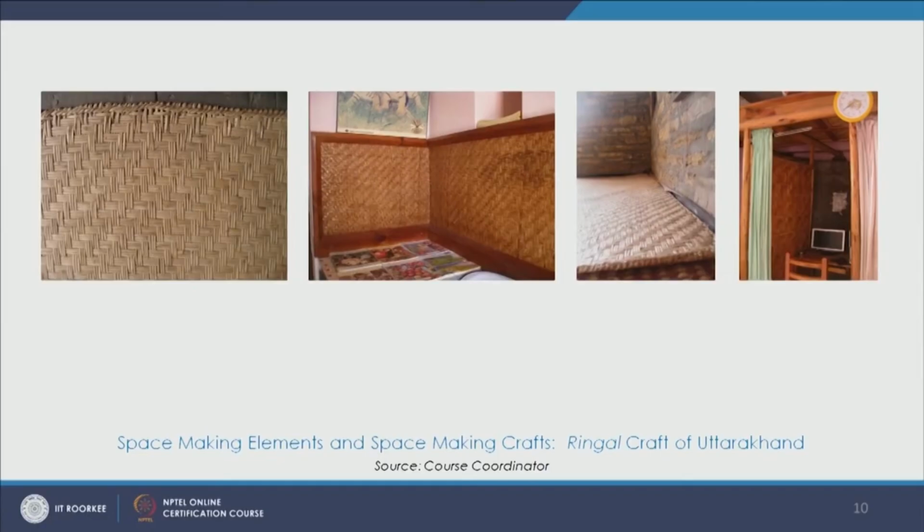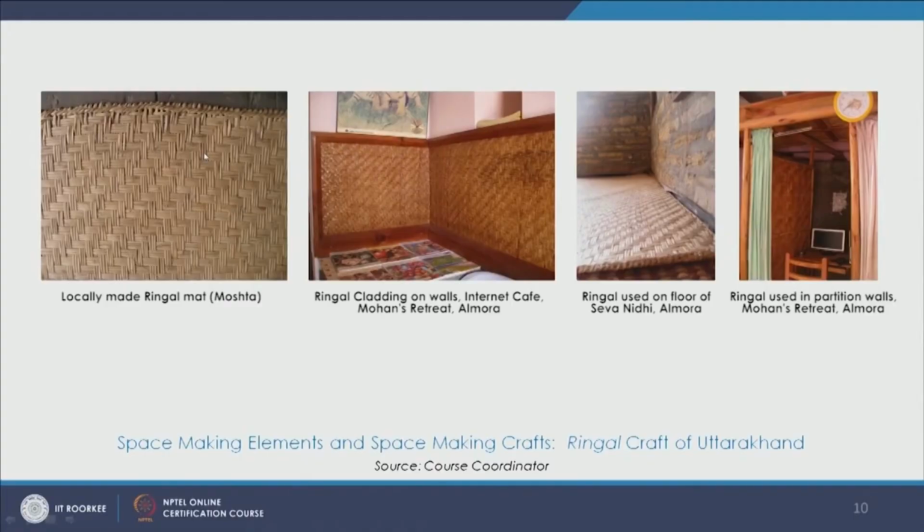This is another very interesting example that I would like to focus on. This talks about the Ringal craft of Uttarakhand. Now Ringal is a variety of bamboo. It is also called dwarf bamboo because it's smaller in size. The sections of bamboo are comparatively smaller, and it has different names, it has different species. So there is Dev Ringal, there is Gold Ringal, and so on. So this Ringal was earlier used to make mats and baskets just like we do with bamboo.